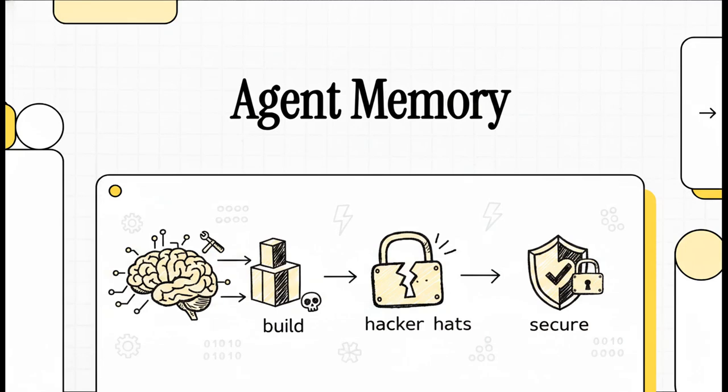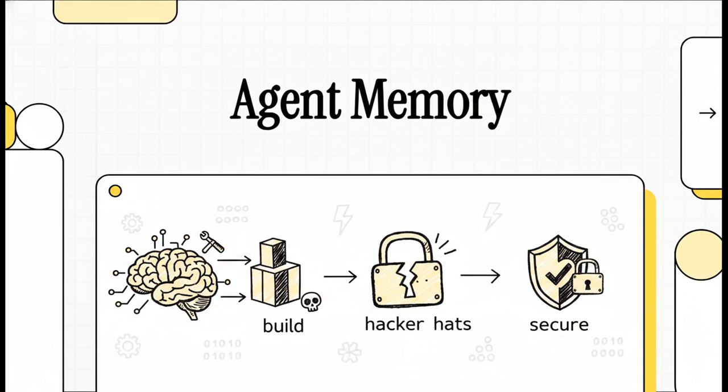If you've been following the explosive growth of AI recently, you know we're right in the middle of a massive shift. Today's Explainer is an exciting journey straight to the frontier of that shift. We are talking about agent memory. We're going to learn exactly how to build it from scratch, and then we get to put on our hacker hats to completely break it before finally learning how to secure it.